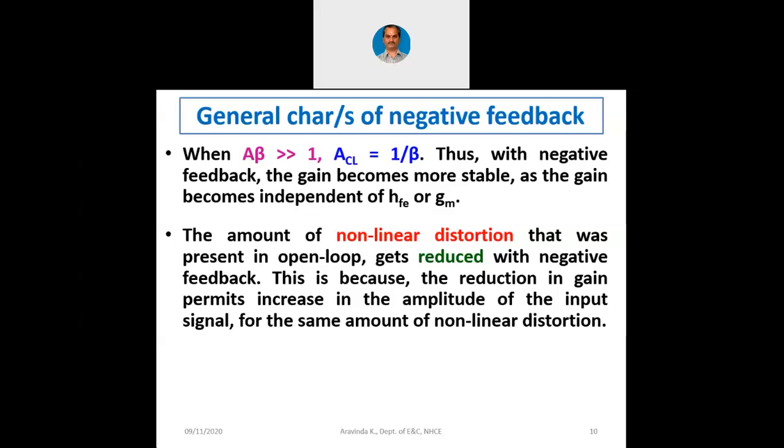That is the idea. So, the amount of nonlinear distortion that was present in open loop gets reduced with negative feedback. This is because the reduction in gain permits increase in the amplitude of the input signal for the same amount of nonlinear distortion. So that way, at the output, the distortion gets reduced as the gain also gets reduced. That is the idea. I hope you got this point.